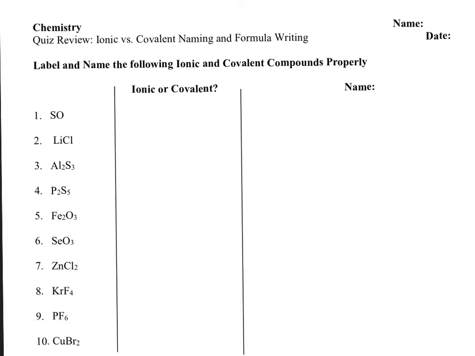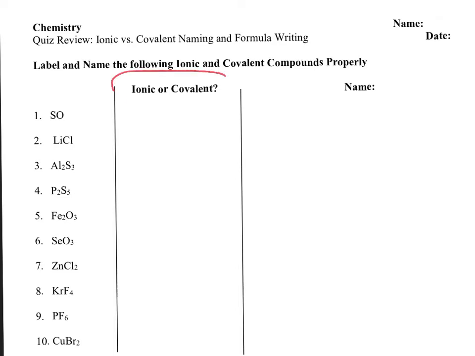Greetings, science family. We are back and we're going over our quiz review, going through ionic and covalent naming and formula writing. Meaning, can we tell when a formula or a name is ionic or covalent and how? And do we know the proper rules for writing the formulas, but also writing out the names as well? So let's get to it.